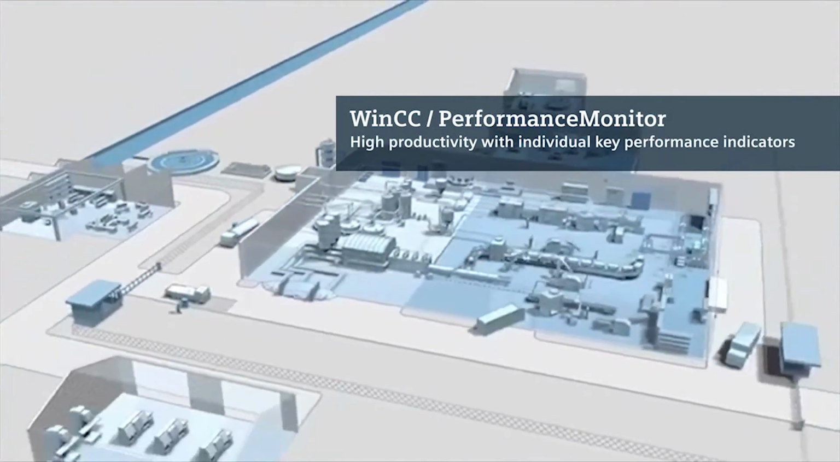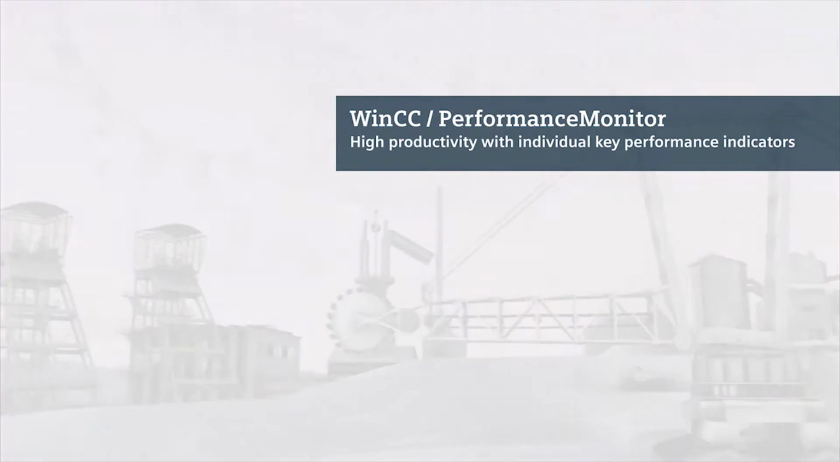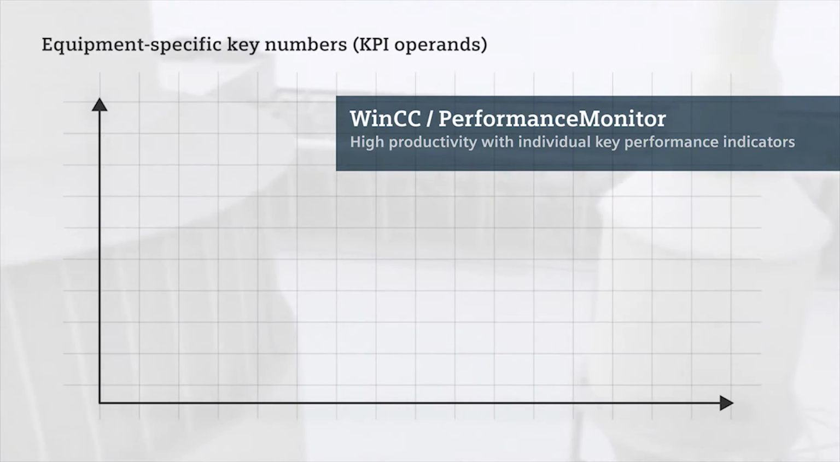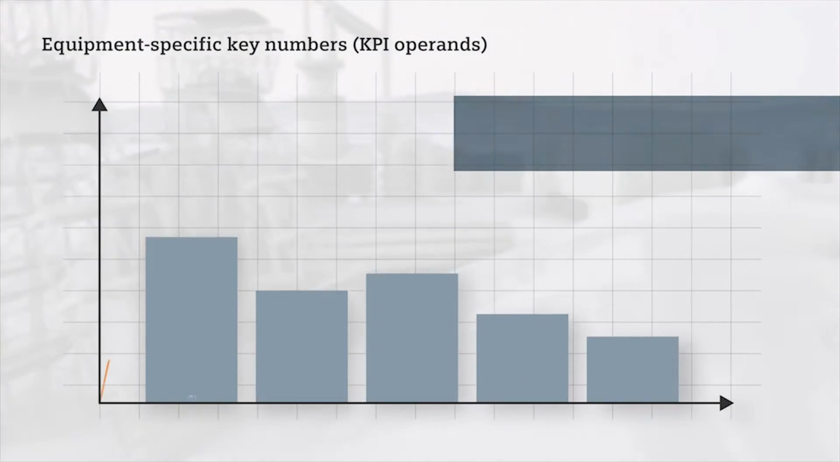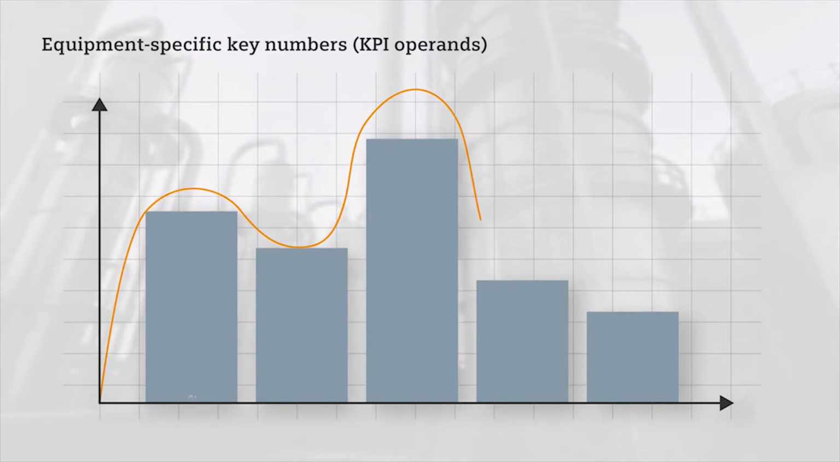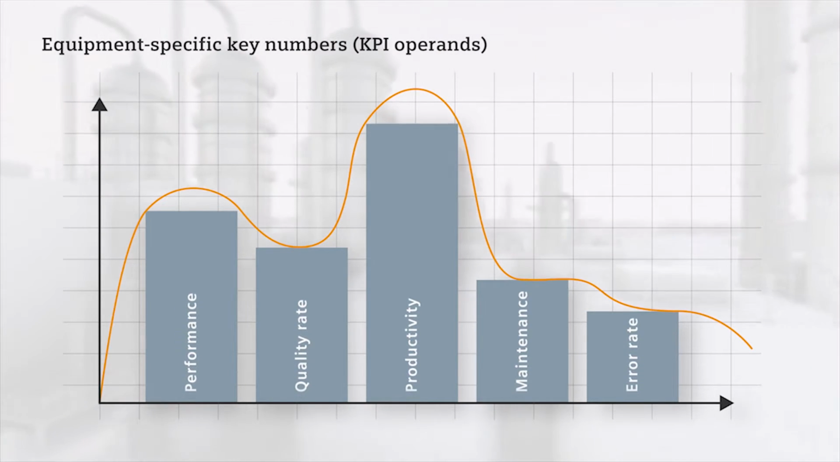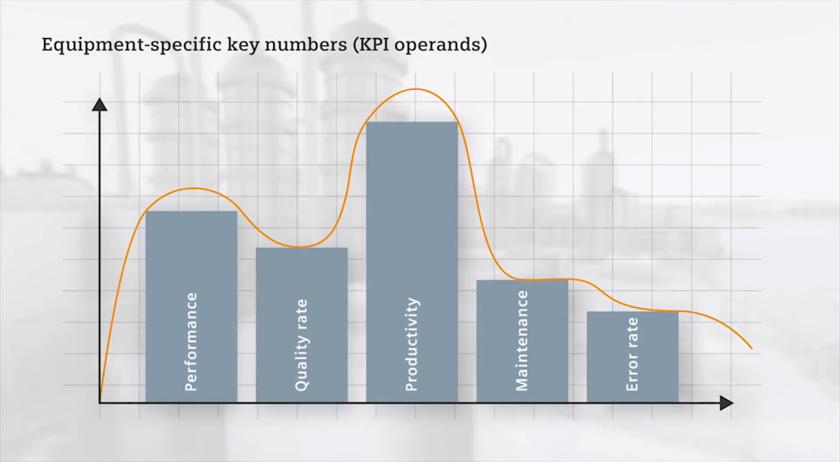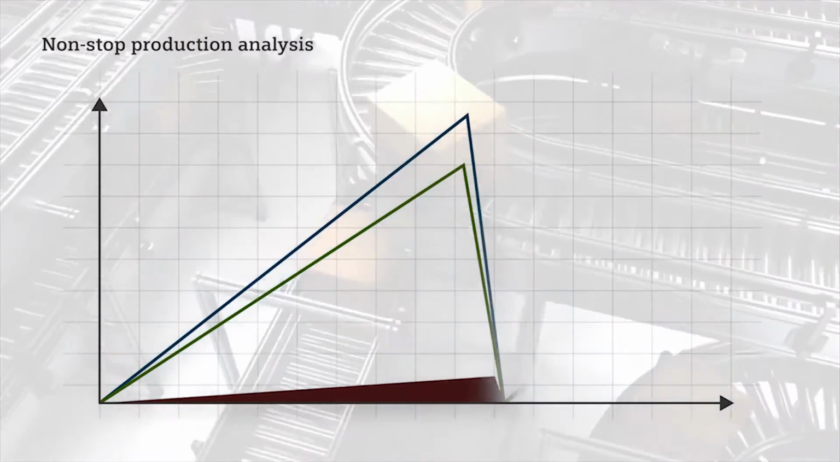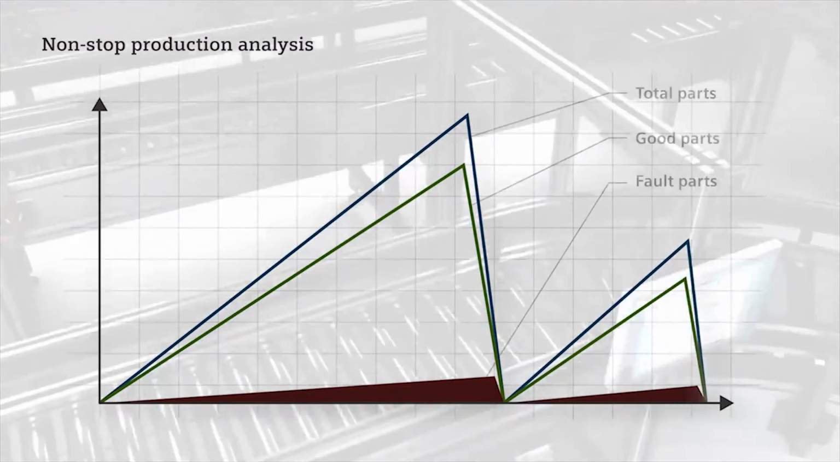The WinCC Performance Monitor from Siemens provides you with the intelligent way to increase productivity in all processing areas of your company. Through comparable, equipment-specific key numbers, KPIs, you can readily identify weak points in the entire production process and deal with them promptly.